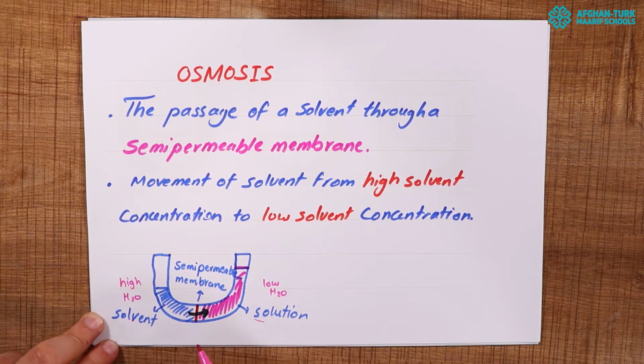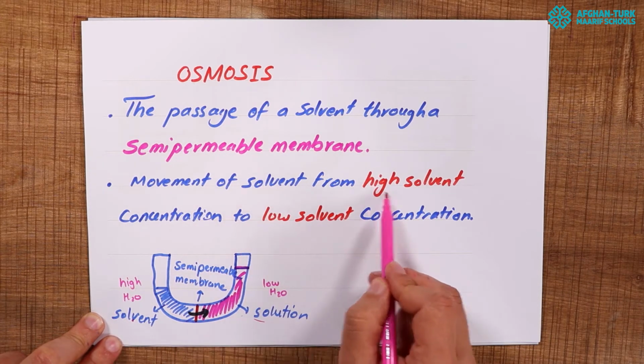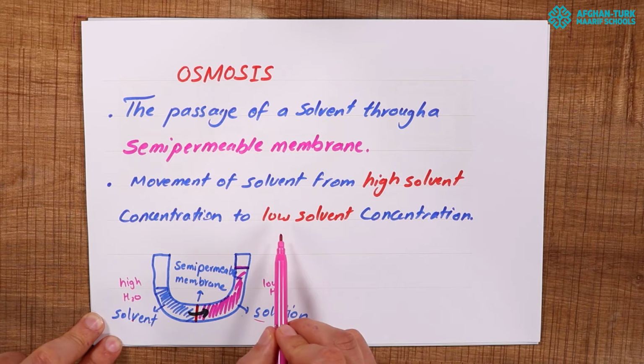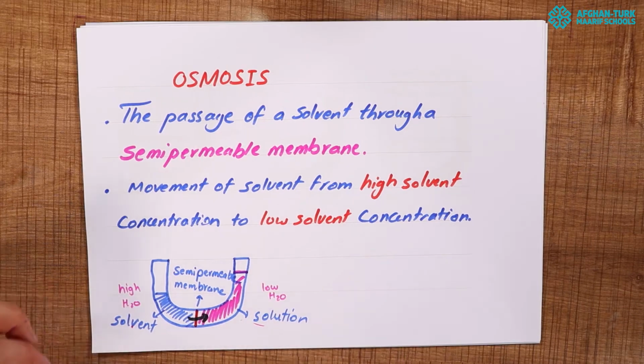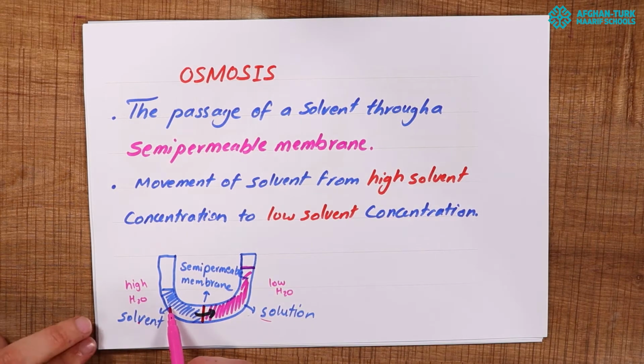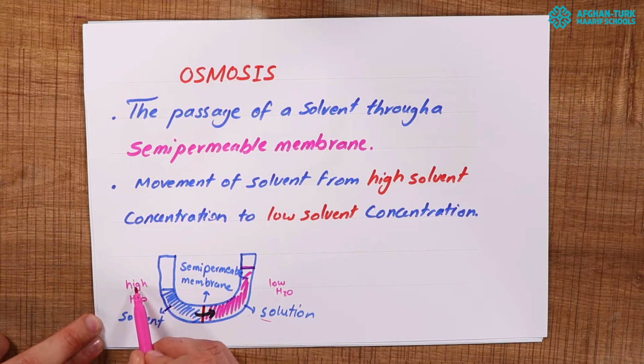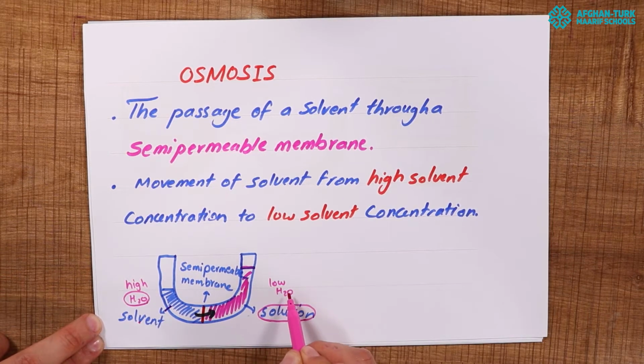Also, it is remarkable that you should understand the movement of the solvent is from the high concentration to the low concentration of water. For example, here on the left side, because it is pure solvent, we have a high concentration of water. On the right side, because it's a solution, we have a low water concentration. The passage of water from the higher concentration to the lower concentration is called osmosis.